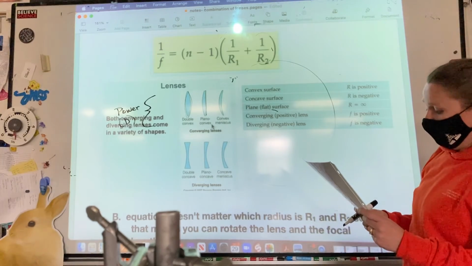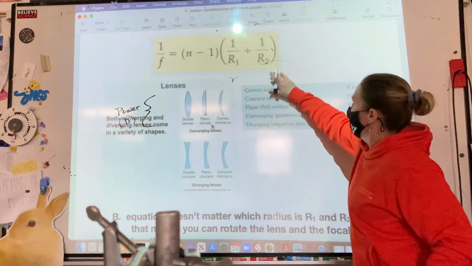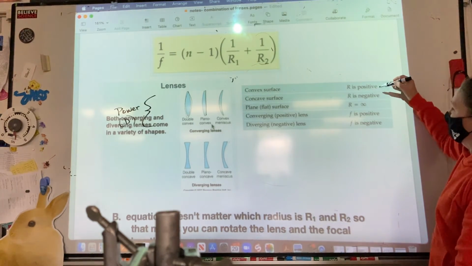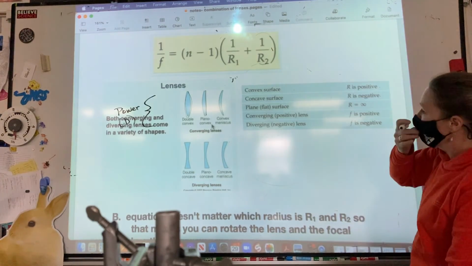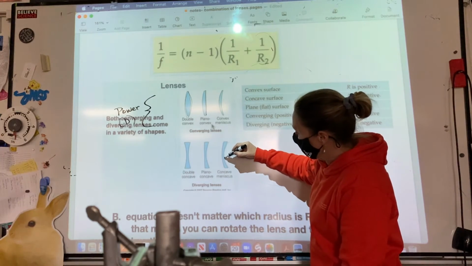All right? Okay, we're going to do a problem. Oh, how about this? So for a convex surface, R is positive. A concave surface is negative. Oh, that's the big deal, because this is then considered, do you see that that's the back side?